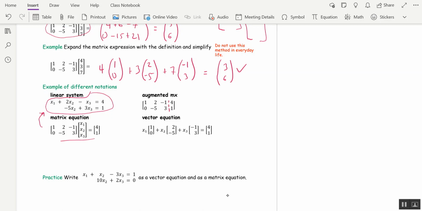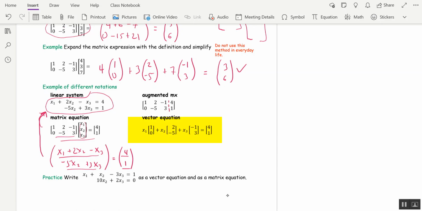And just to show you that explicitly, I'm going to multiply out this left side. If I multiply this vector times this matrix, I'm going to get x1 plus 2x2 minus x3. And then the second row will be 0 minus 5x2 plus 3x3. And that should be equal to the vector 4, 1. Okay, well, this gives actually 2 equations. This entry has to be equal to this entry, and this entry has to be equal to this entry. Well, that's exactly this linear system up here. They're the same thing.